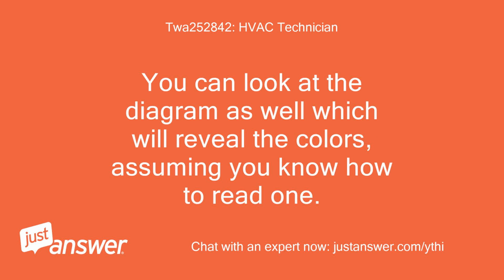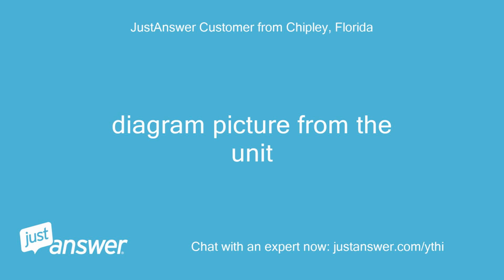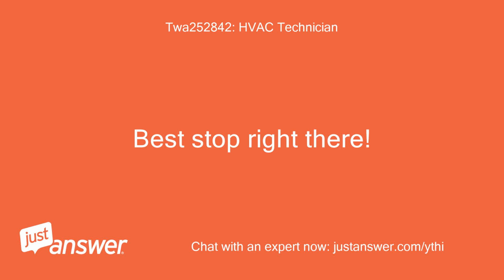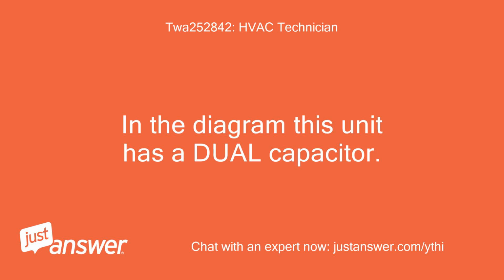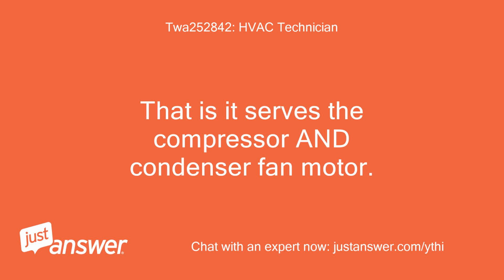You can look at the diagram as well, which will reveal the colors, assuming you know how to read one. Diagram picture from the unit. Best stop right there. In the diagram, this unit has a dual capacitor. That is, it serves the compressor and condenser fan motor.